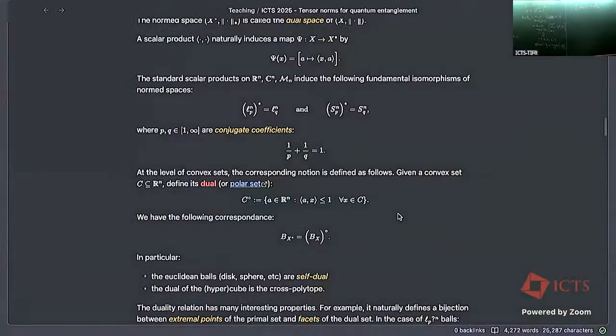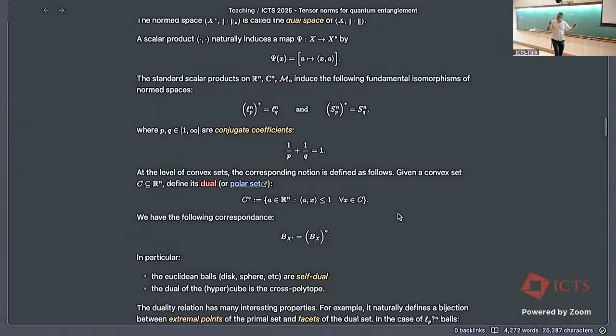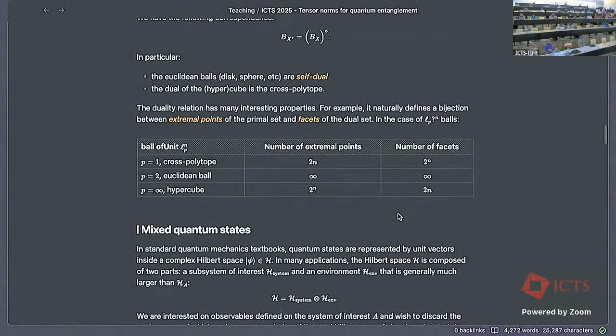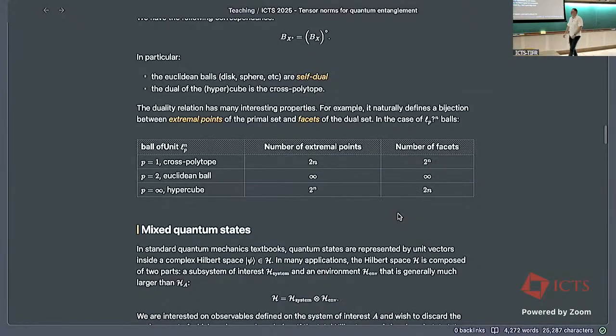Okay, so maybe an important point here is that the P equals 2 case is fundamental because it's self-dual. If I put P equals 2 here, I get Q equals 2. And, okay, this is what I just showed. I showed that the dual of the cube is the cross polytope. So the dual of the infinity norm is the 1 norm. So this duality, this polarity for sets or duality for norms, has many interesting properties if you are interested in this convex geometry side of things.